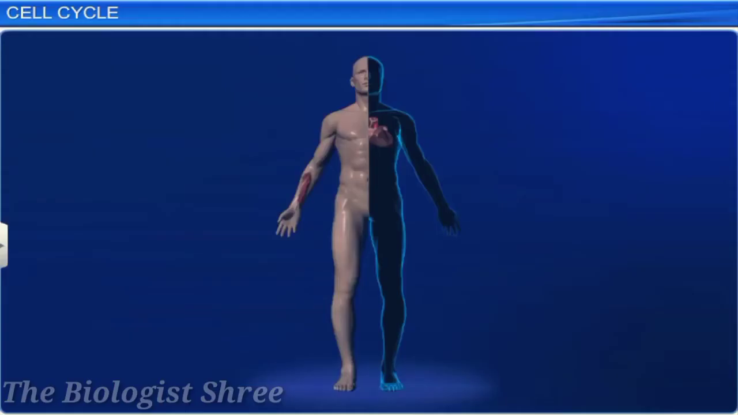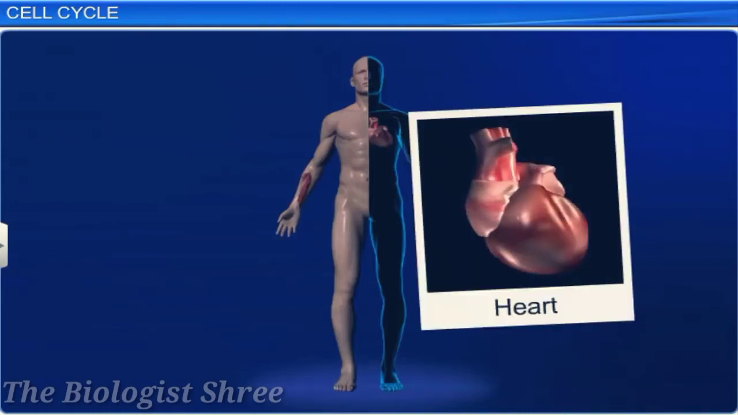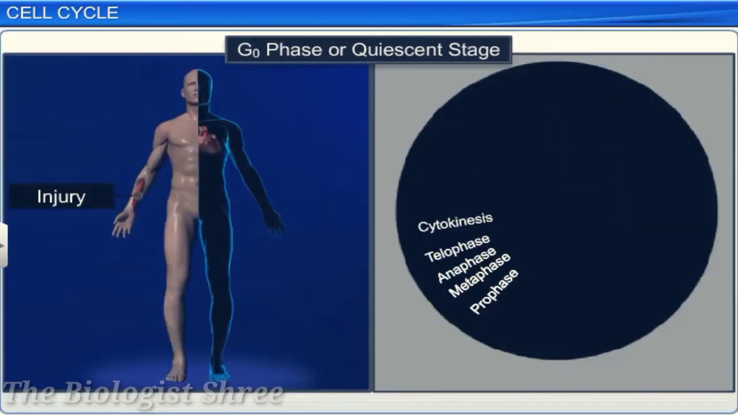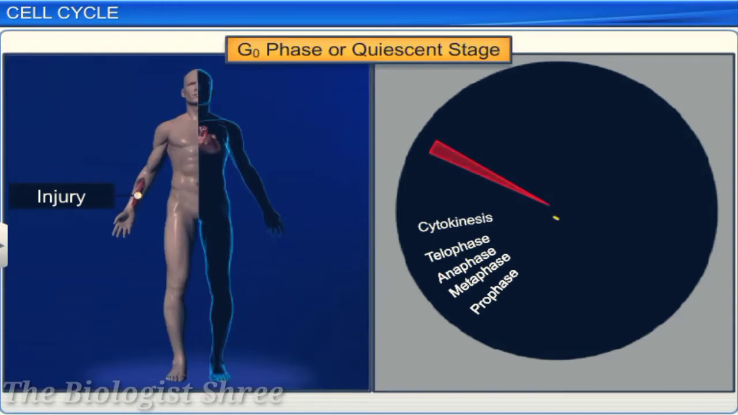In adult animals, for example in humans, some cells, like those in the heart, do not appear to display cell division. Animals also have many cells that divide occasionally, only to replace cells lost due to cell death or injury. Such cells that do not display further cell division exit the G1 phase and enter an inactive stage called the G0 phase or the quiescent stage. Cells in this stage remain metabolically active but proliferate only when the need arises.